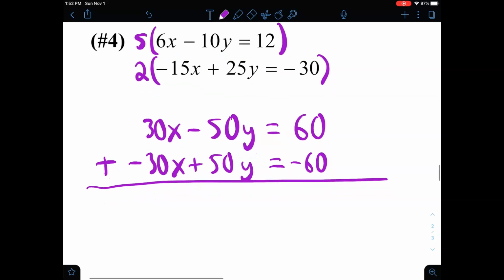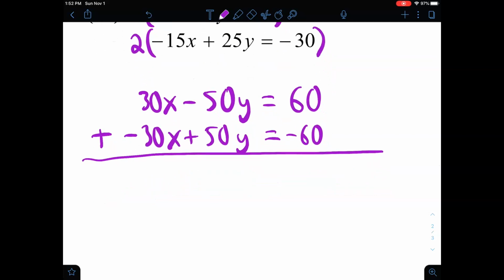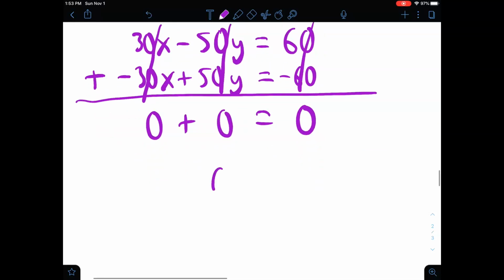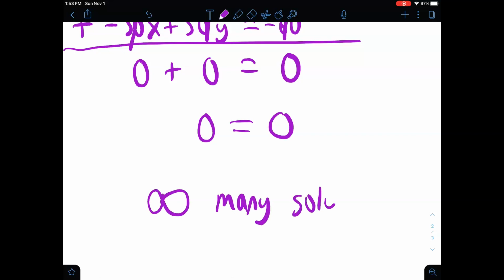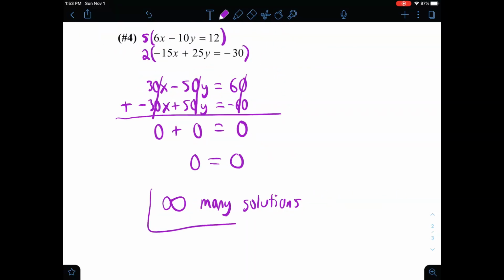So we're going to add these. What's going to happen here? These are going to cancel. 30x and negative 30x cancel, going to 0. Negative 50y and 50y go to 0. And also 60 and negative 60 go to 0. So now we have 0 equals 0. Is that true or not? That is true, so this is going to be infinitely many solutions. When you have something that comes out to not a single number, like a solution, you're going to have infinitely many solutions.